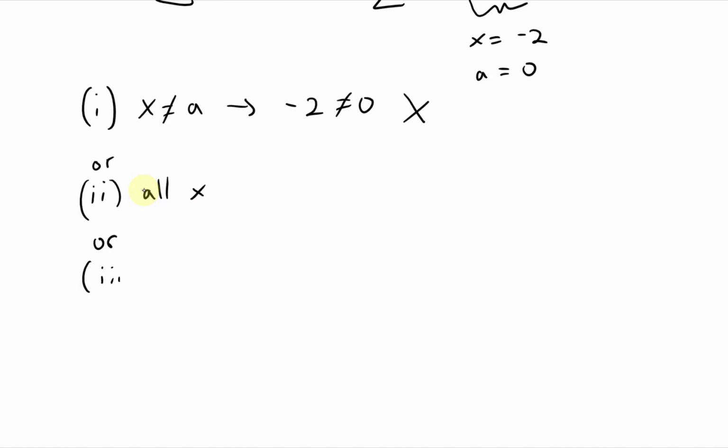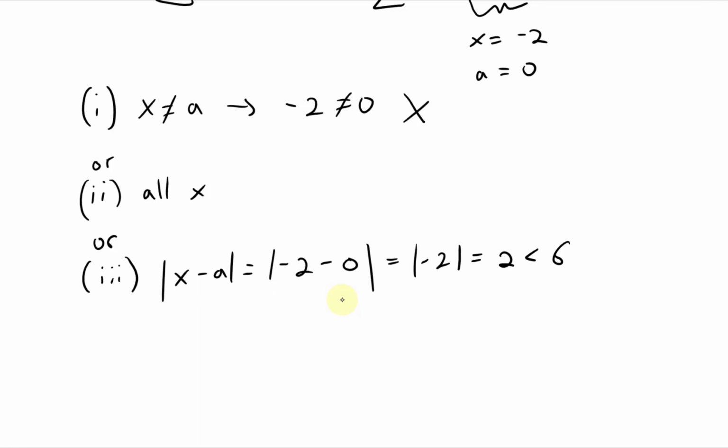Well, actually, all 3 could be, or these 2 could be true as well. So you could have x minus a, in our case -2 minus 0. So there's the x, -2 minus 0. This equals, well, this absolute value of -2 just equals 2. And 2 is less than 6, where 6 is less than r. So if we have this scenario, this is true. So this is less than 6. Thus, this is true. So this one or this one would both be true.